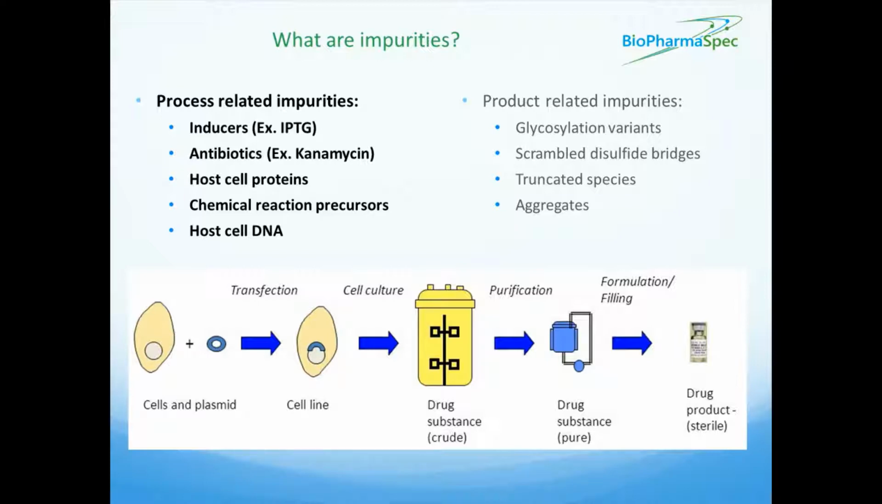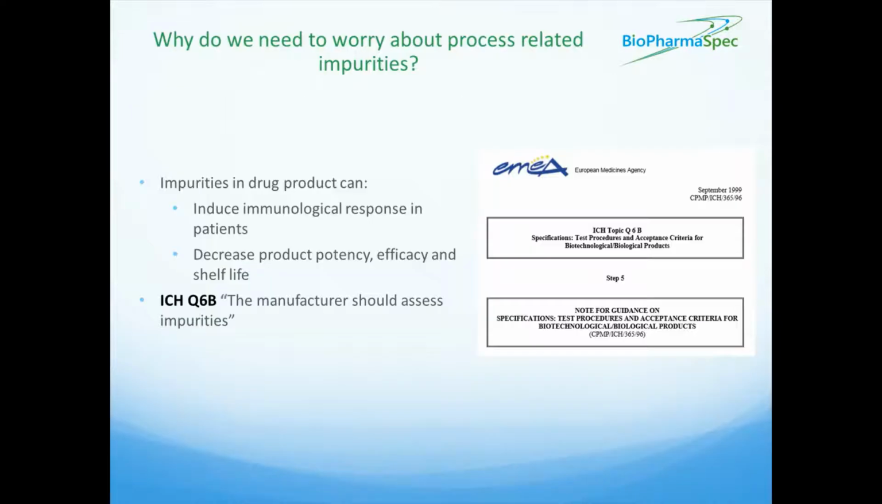Process related impurities are introduced into the drug as part of the drug production process, and they fail to be removed by the purification steps carried out at the end of the production process. As you can see by the few examples that I've listed up here on this slide, there are a variety of possible process-related impurities that could be in your drug, and they could range from small molecules to proteins to DNA and others.